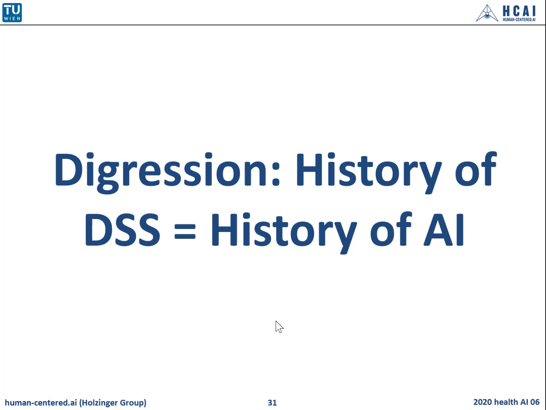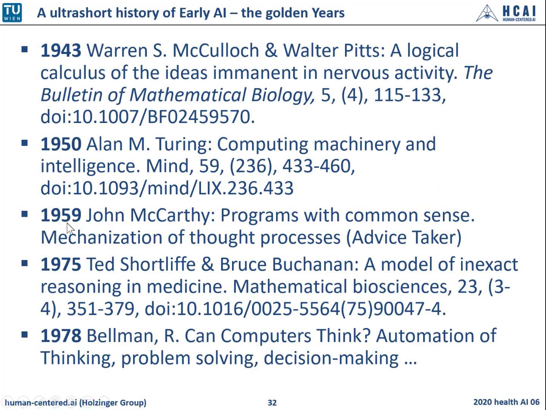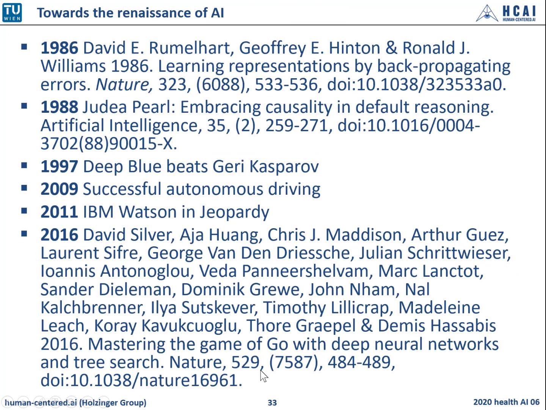History of decision support systems, DSS, is a history of AI, very short. And the ultra-short history here, the golden years: 1943, Warren McCulloch and Walter Pitts, then 1950, Alan Turing, John McCarthy, then the short-lived Bruce Buchanan with his Mycin, then 1978, Bellman, Can Computer Think, and so on.